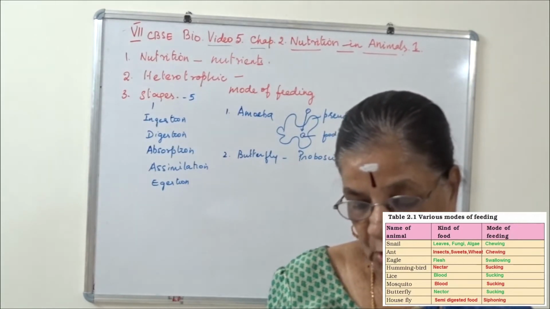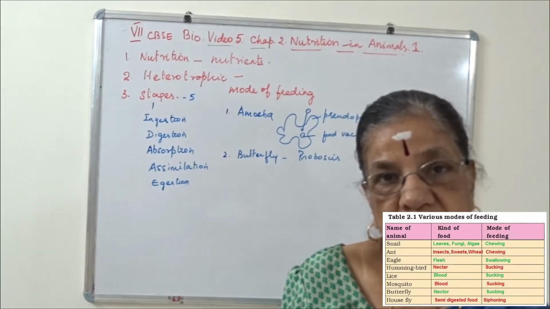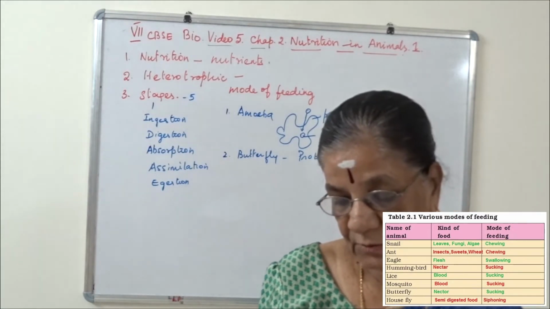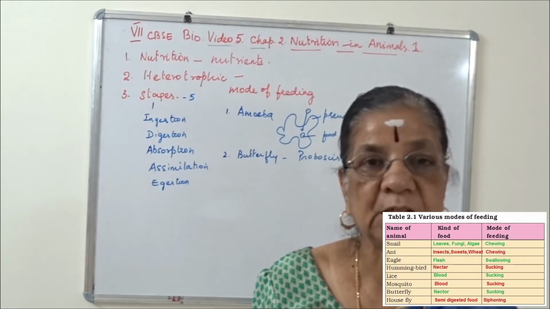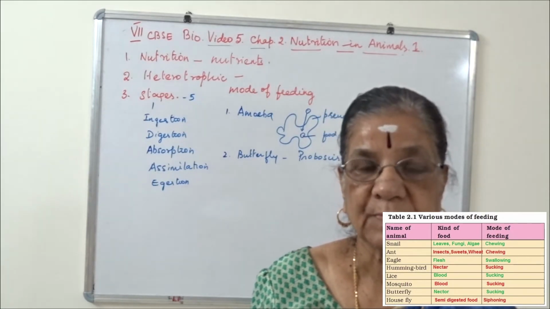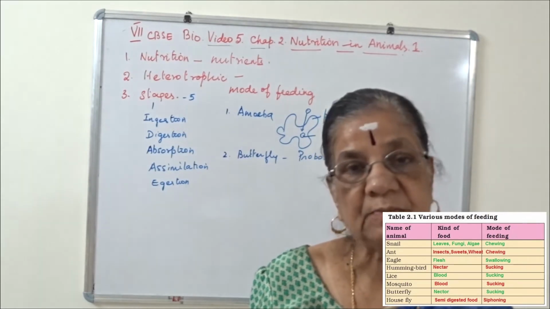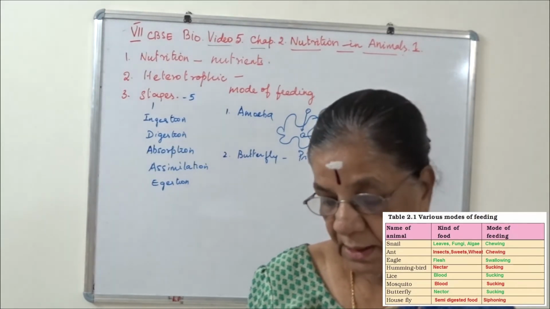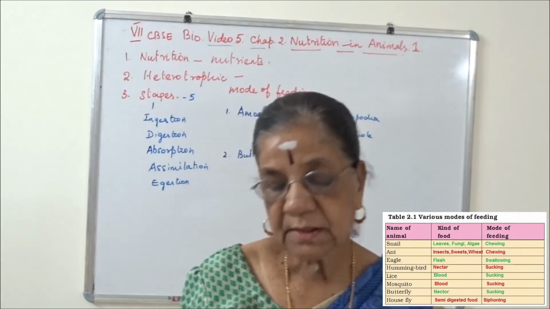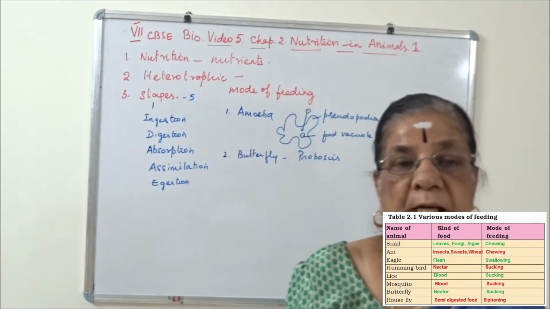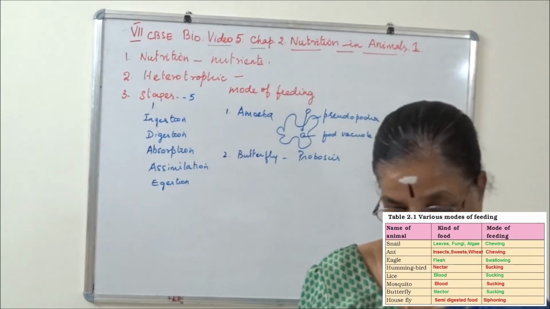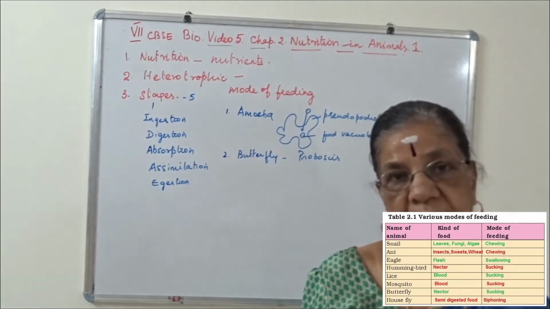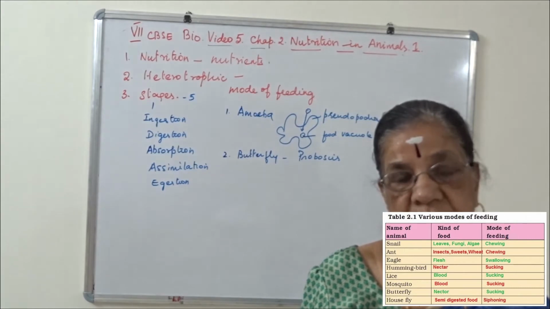Then all organisms, including humans, require food for growth, repair and functioning of the body. I repeat, all organisms including humans require food for growth, repair and functioning of the body. And animal nutrition includes nutrient requirement.